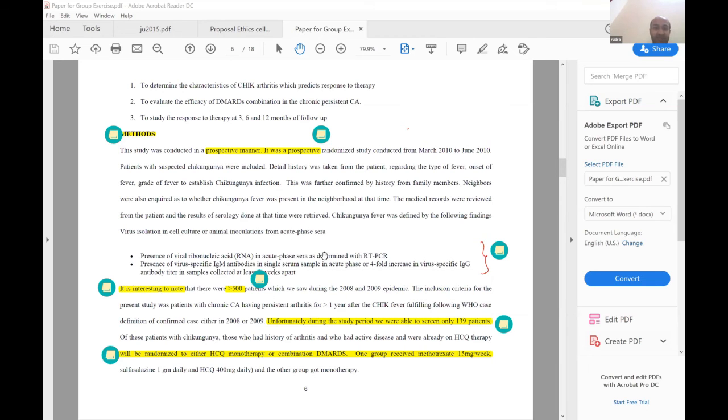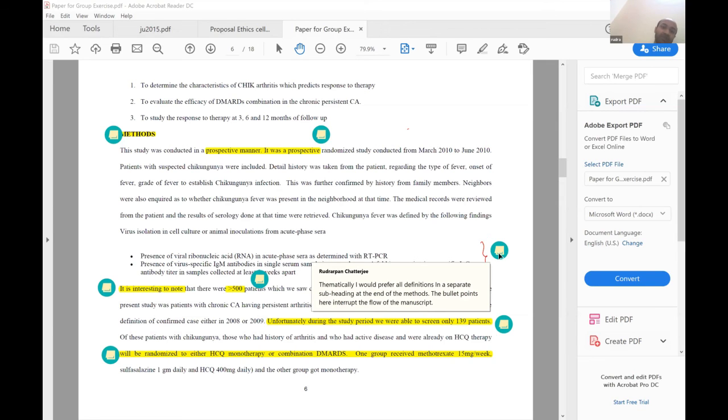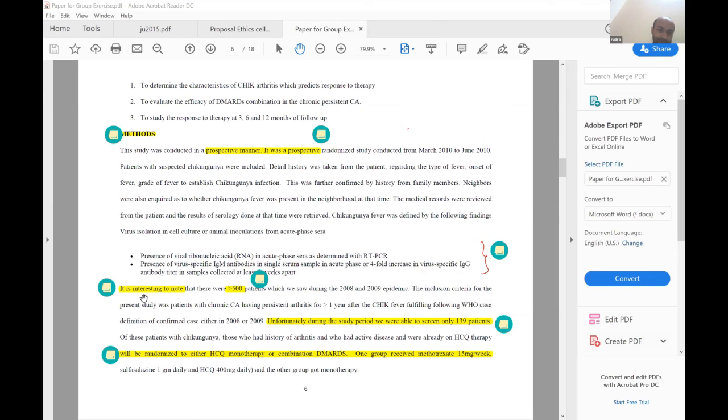Next, the definitions of virus detection for chikungunya have been enlisted in bullet points here. I would rather have them in a separate section under the heading of definitions, where we define everything pertaining to the trial that we want to have definitions for. So I would make this a separate subsection in the methodology, maybe at the end, perhaps.